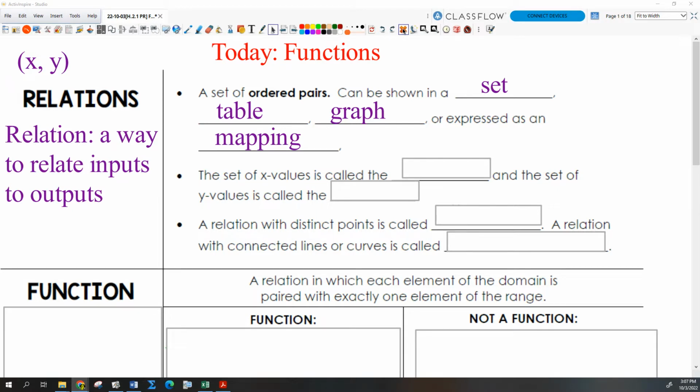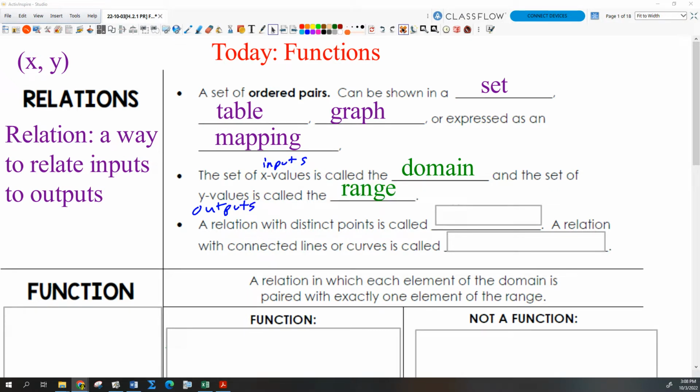What do we call the set of all the x values? More properly, they don't necessarily have to be x values. We may not always use x's and y's, but the set of all inputs is called what? What's the set of all the inputs or x values? Starts with a D. Domain. There you go. That's the domain. The set of all the outputs or the y values usually is called the what? The range. Yep, there you go.